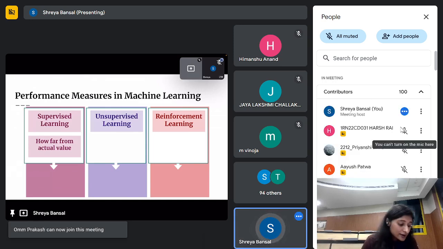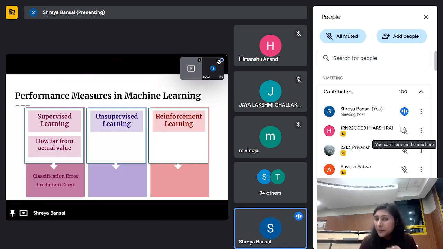The second thing was regression, right? So in regression you don't have classes, you have numbers. So let's say I ask you to make a system for predicting the temperature of tomorrow, and you say that the temperature tomorrow will be 16.7.